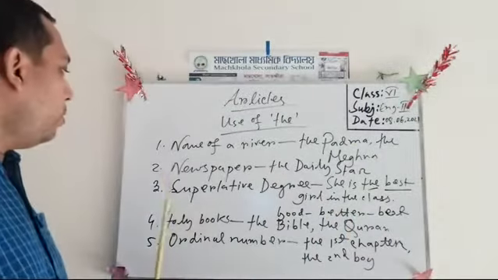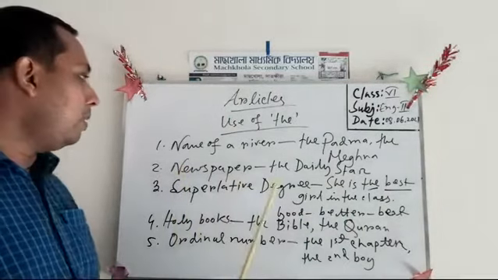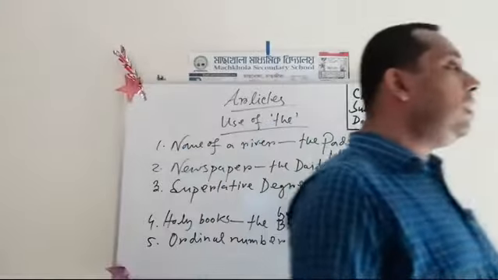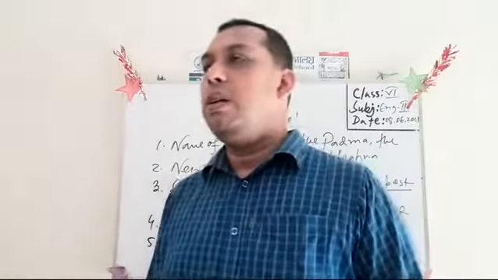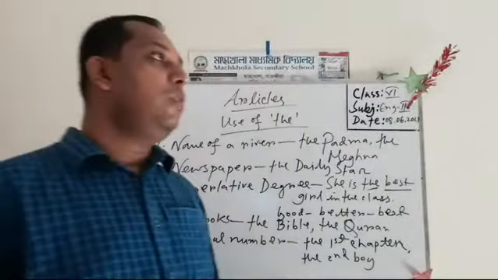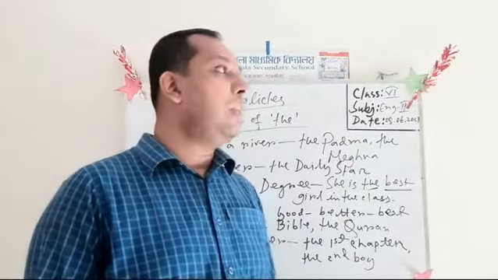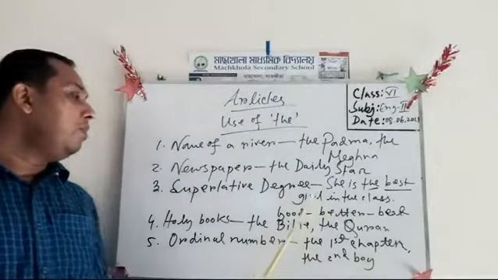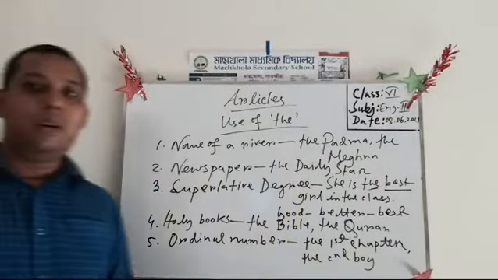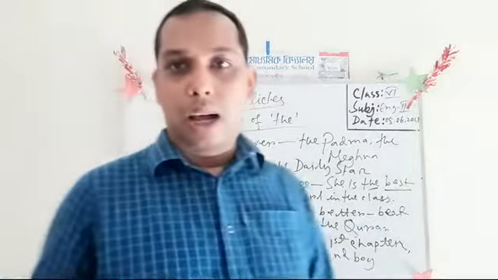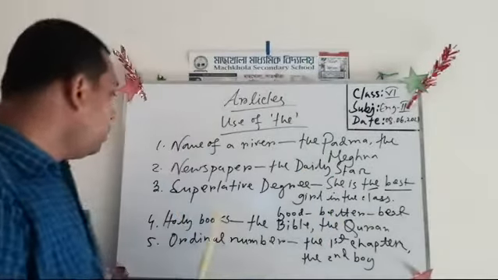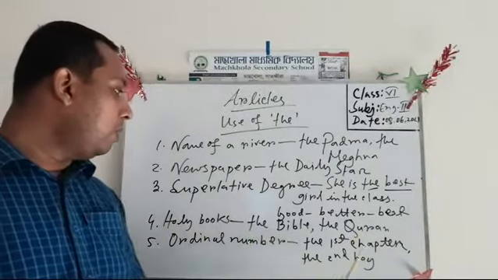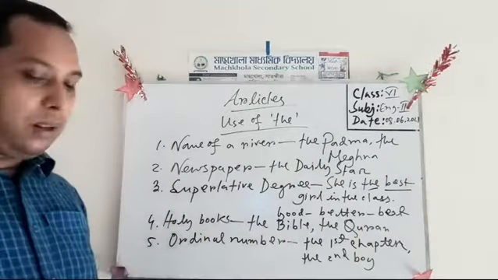So name of the newspaper, the Daily Star. There are many newspapers in Bangladesh, and one of the famous newspapers of England is the Guardian also. So whenever we are using the name of a newspaper, we use the. So superlative form, she is the best girl. The holy books, the Bible, the Quran. Ordinal number. Okay, next.